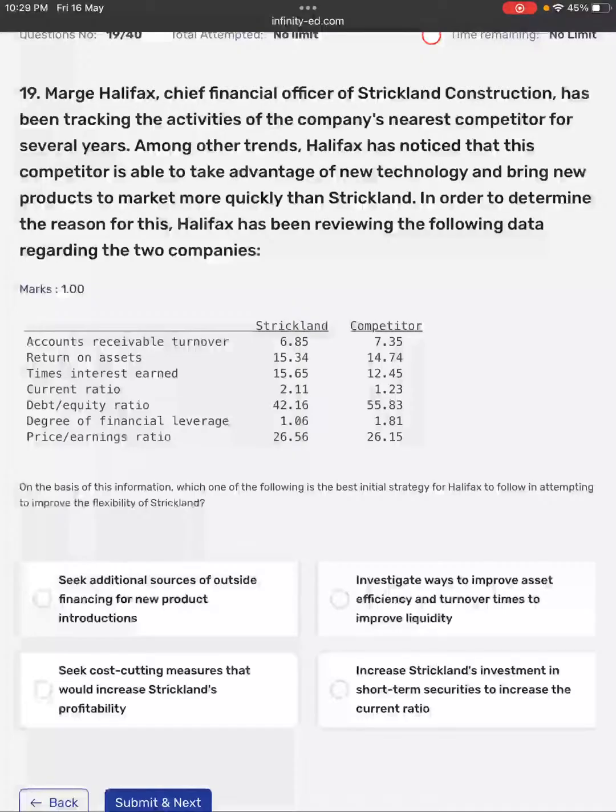Suppose Strickland has an account receivable turnover of 6.85. What will the collection days be? Total 365, assuming a year, divided by 6.85 will be 52.55 days. And the competitor will be 365 divided by 7.35, which comes to 48.9, and this is faster than Strickland.